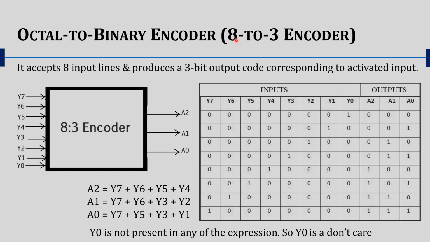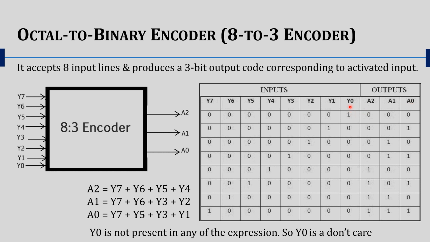Here we have 8 input lines with 3 output lines. It accepts 8 input lines and produces a 3-bit binary number. So an octal to binary conversion is going to happen here with the help of this 8 to 3 encoder. 8 input lines, and it produces a 3-bit output code. Let's look into the truth table of this 8 to 3 encoder. As we said, we have 8 input lines with 3 output lines.